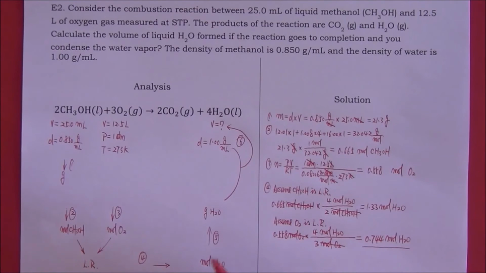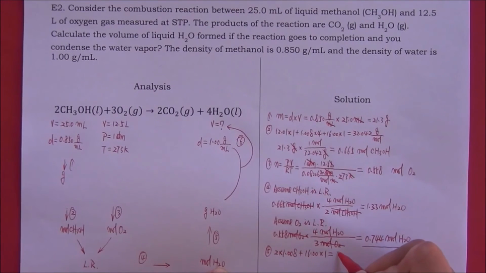Then we will proceed to step 5. We need to convert the moles of water into gram of water. We need to calculate the molar mass of water. For 1 mole of water, it contains 2 moles of hydrogen. And each mole of hydrogen is 1.008 gram. And we have 1 mole of oxygen, which is 16.00 gram. We only have 1 mole. We get 18.016 gram per mole. This is the molar mass for water.